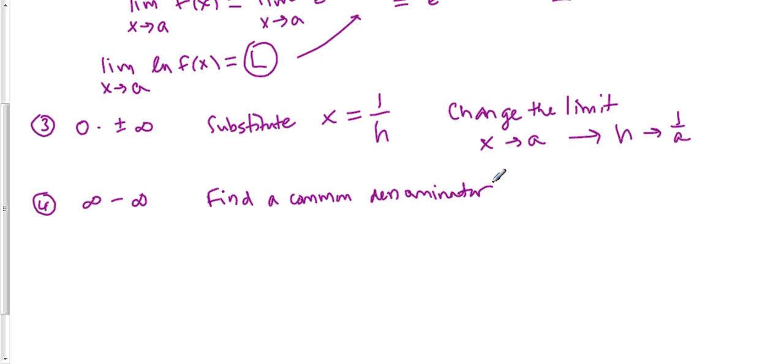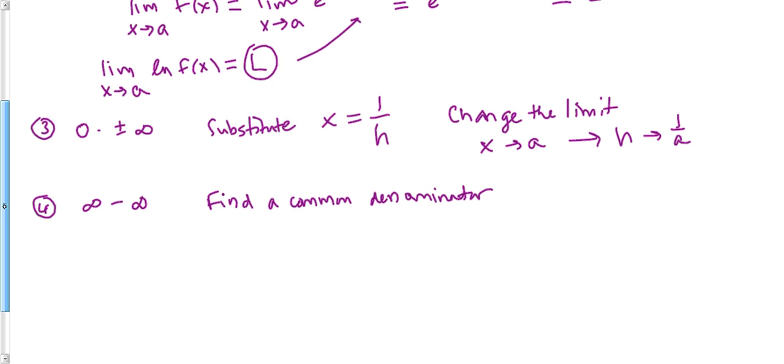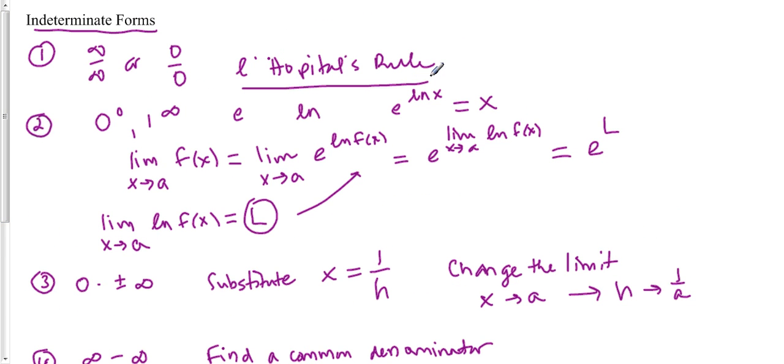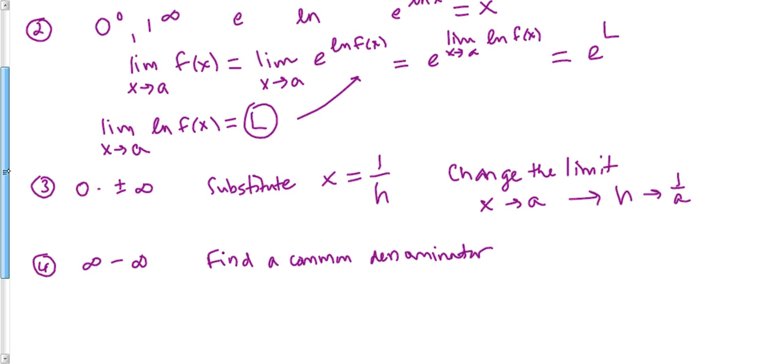And when we do that, then we're going to end up with a situation where we're going to have f of x over g of x, which probably means that now our indeterminate form will be 0 over 0 or infinity over infinity. And when we get that situation, we know that we can come up here and use L'Hopital's rule. So these are the four basic categories. We will have examples that go through all of these and show you how to use them.